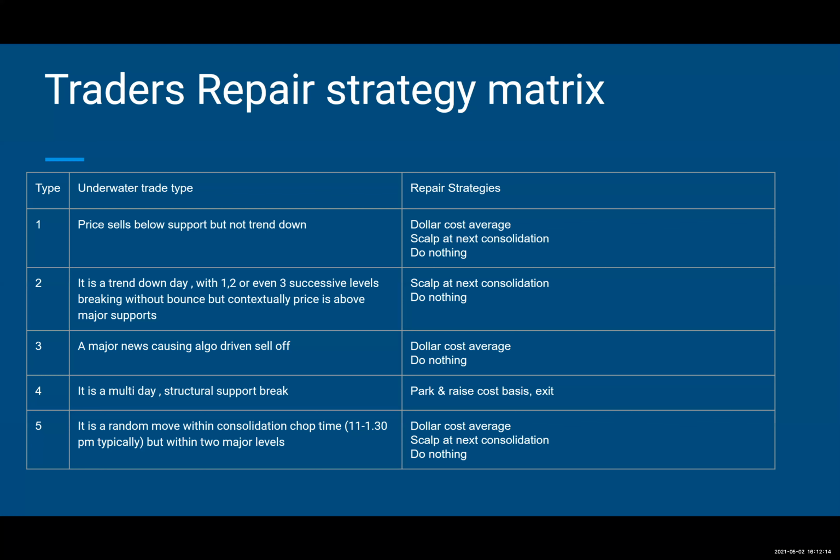Then the last one is a normal chop situation, between 11 and 1:30 p.m. The price is not trending. It is trying to stay between either two levels or three levels. That's normally the range it can get, and in between you will get a lot of back and forth. So it's a good area where you can do either a dollar cost average, or the scalp at next consolidation method, or just do nothing.